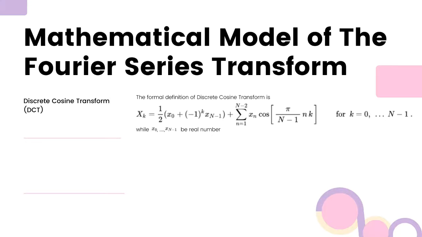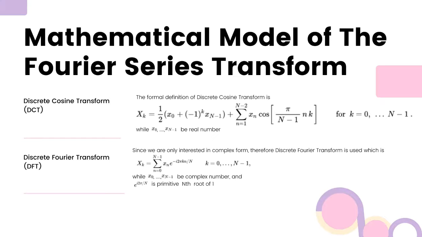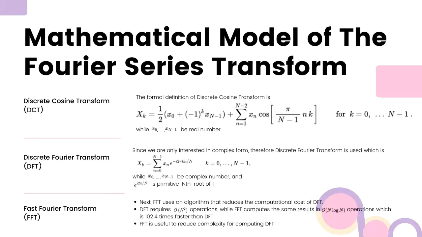Next, the formal definition of DCT can be expressed by this, where x0, x1 until xn are real numbers, but we are only interested in the complex form, so the discrete Fourier transform, or DFT, is used, which has this expression. Then finally, the fast Fourier transform, or FFT, is an algorithm that computes the DFT easier and faster.